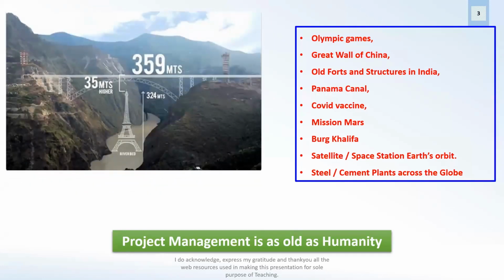You are able to see a picture on screen now. And what is this? This is a railway bridge located in the Jammu and Kashmir state of India. This bridge is almost 359 meters high from the river water level, which is almost 35 meters more than the height of the Eiffel Tower. This bridge is the highest railway bridge in the world. That is point number one. The bridge construction is already completed. The trials and testings are going on, and in some time this bridge will be operational.